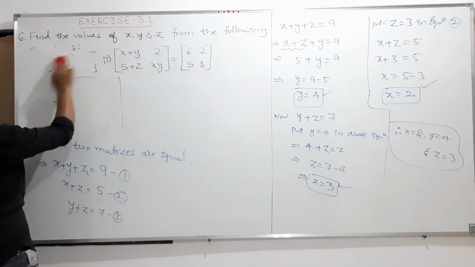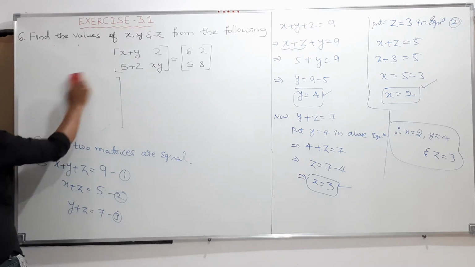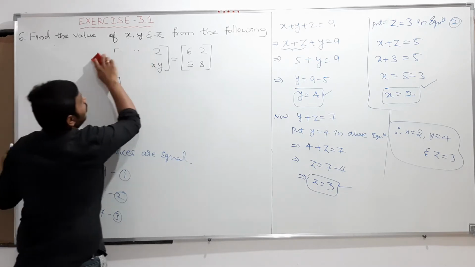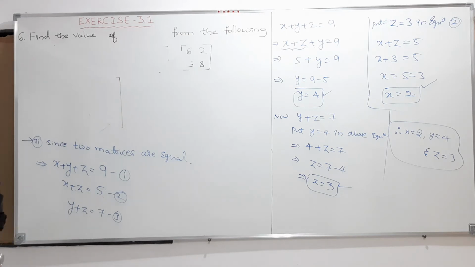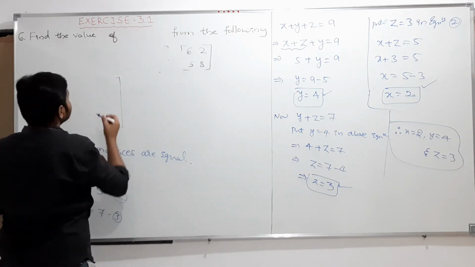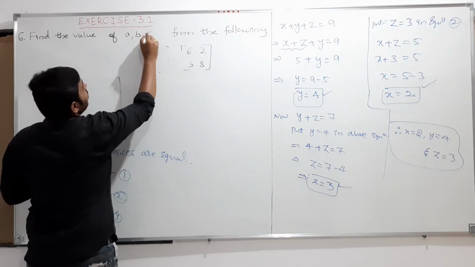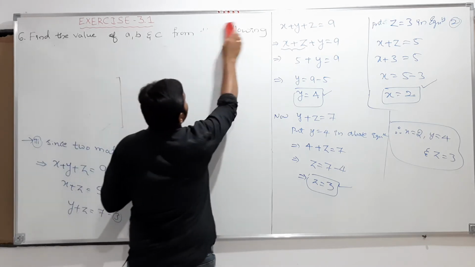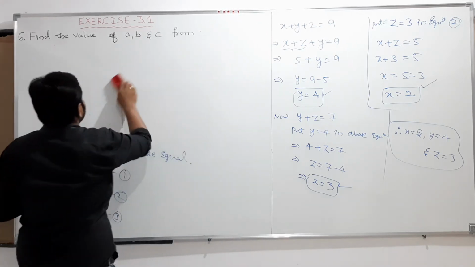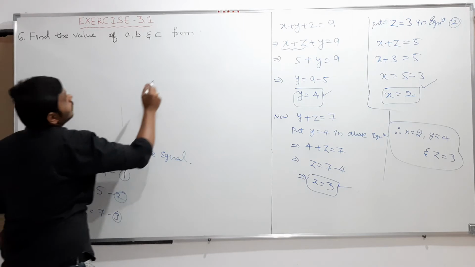Next we are going to discuss the seventh question, and the seventh question is: find the value of A, B and C from the equation.